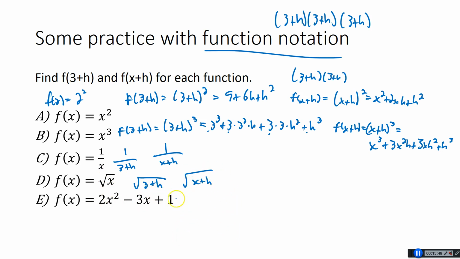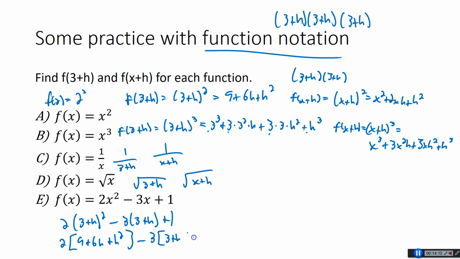2x squared minus 3x plus 1. This is kind of the one where people start to get confused a little bit. You replace both x's, right? So it's going to be 2 times 3 plus h squared minus 3 times 3 plus h plus 1. If you FOILed it out, it would be 2 times 9 plus 6h plus h squared, minus 3 times 3 plus h, plus 1. Then you can distribute the 2. But the important thing is that you have to square the 3 and the h, and then you can distribute the 2 after.